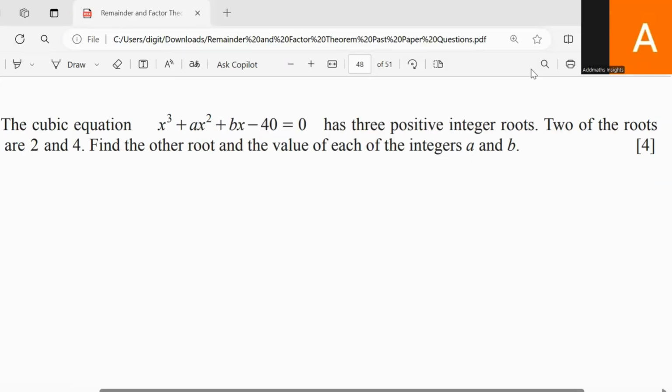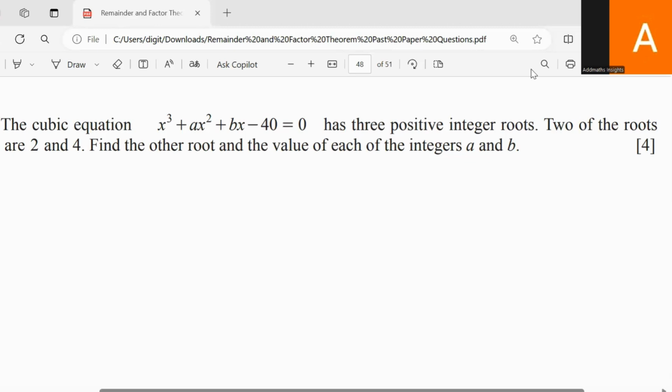Today we will solve questions from past papers. Question number 1: the cubic equation x cubed plus ax squared plus bx minus 40 equals 0 has 3 positive integer roots. 2 of the roots are 2 and 4. Find the other root and the value of each of the integers a and b.